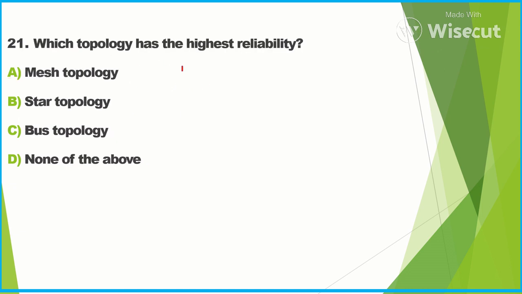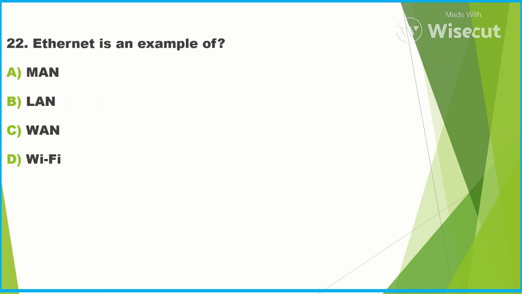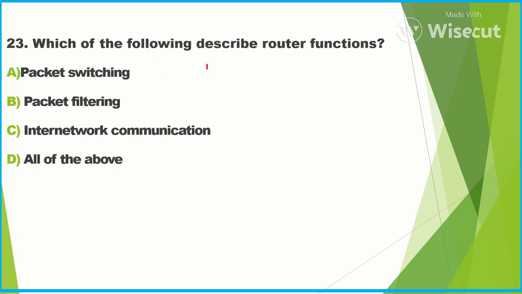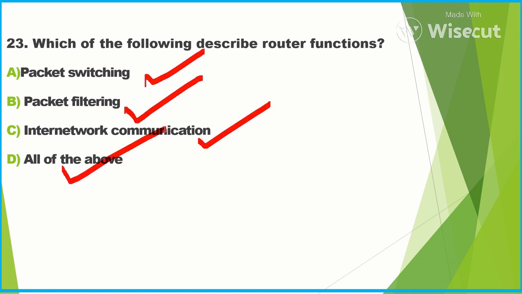Next one, which topology has the highest reliability? Highest reliability is for mesh topology. Next question, Ethernet is an example of LAN. Okay. Next one, which of the following describes router function? Packet switching, packet filtering, network communication. So all of the above, all these are functions that describe a router.